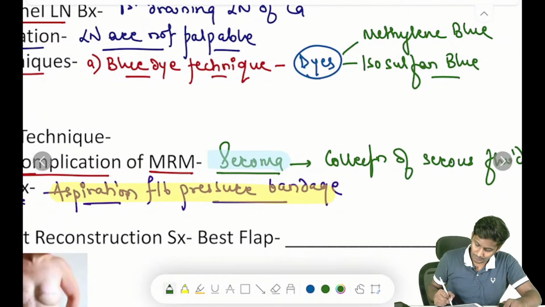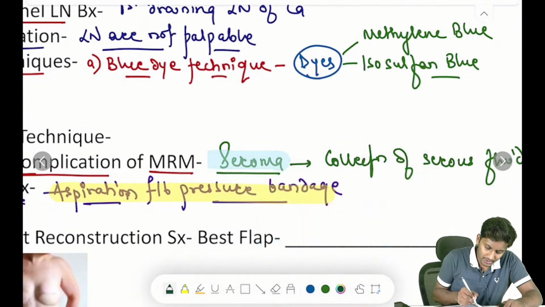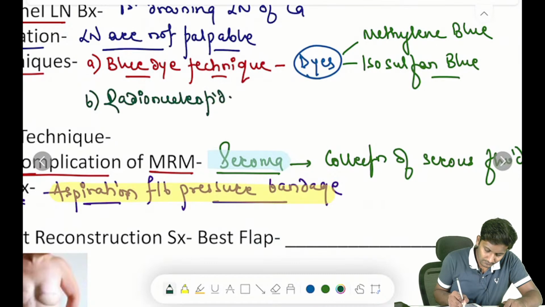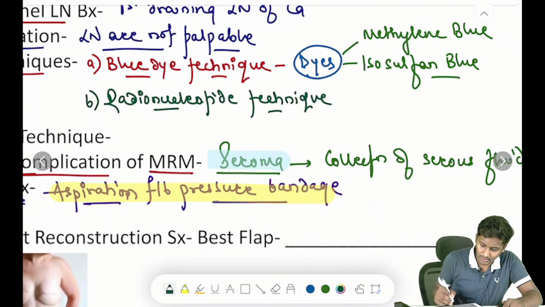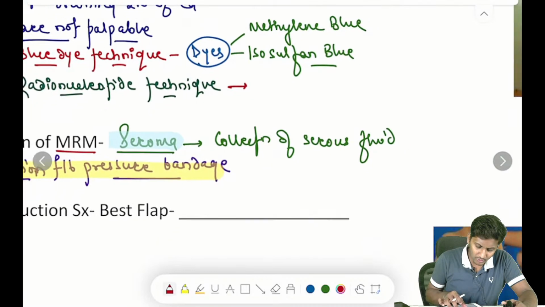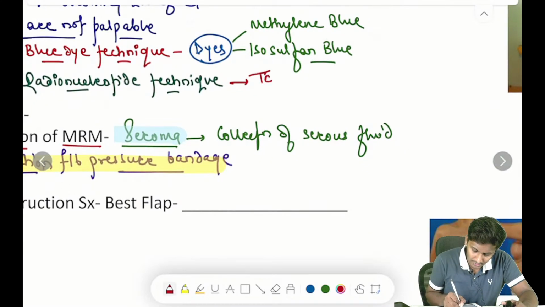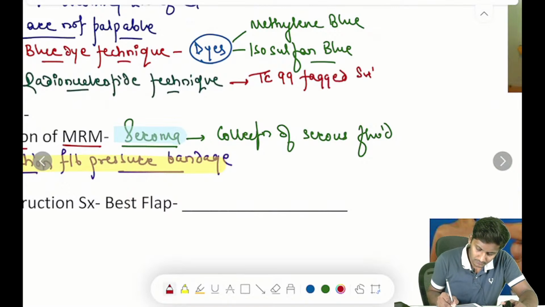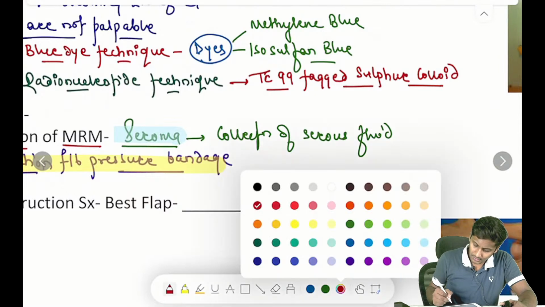Okay. Next important, you have to remember, is the radionucleotide technique. In this radionucleotide technique, what is the dye or contrast used? You only need to know the name. The radioactive substance used is technetium-99, a technetium-99 tagged sulfur colloid, which is used in the patient. Okay. So that has to be remembered. That is more important to be remembered.